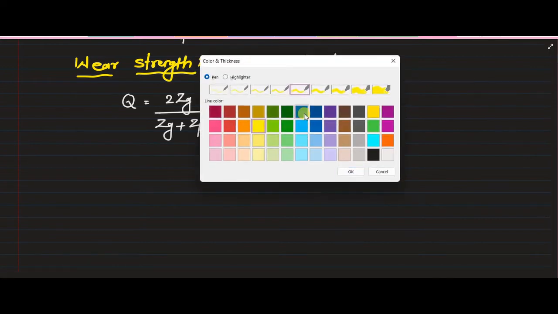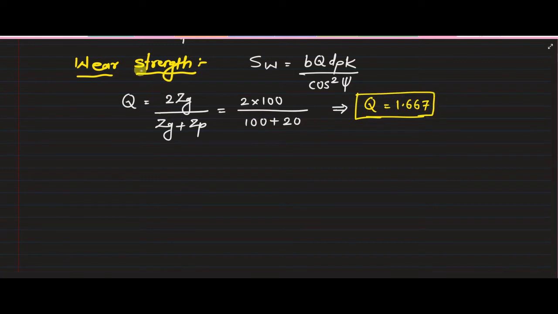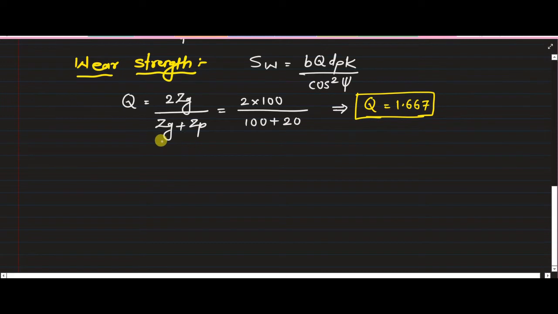So ultimately, we get the value of Q as 1.667. This is an important input for our next step of solution. Q is available. Now we will proceed with the value of dP. So the value of dP is given as Zp mn divided by cos of psi.